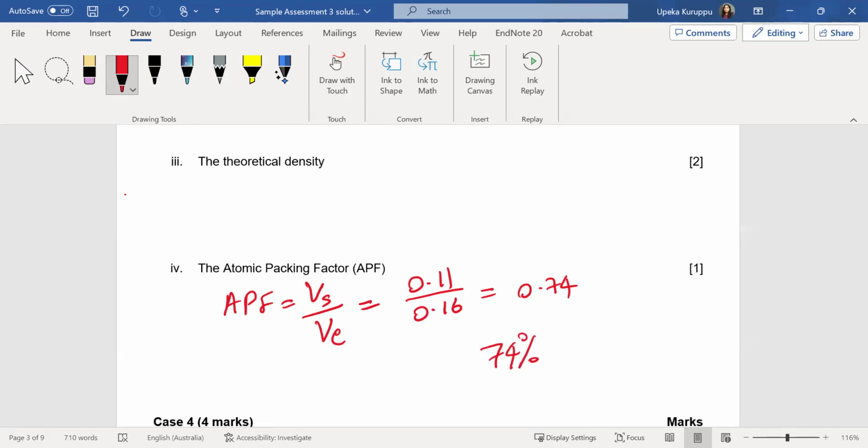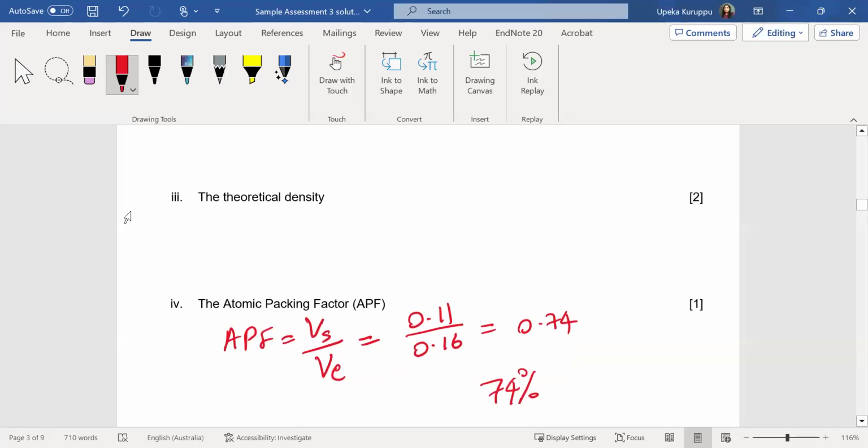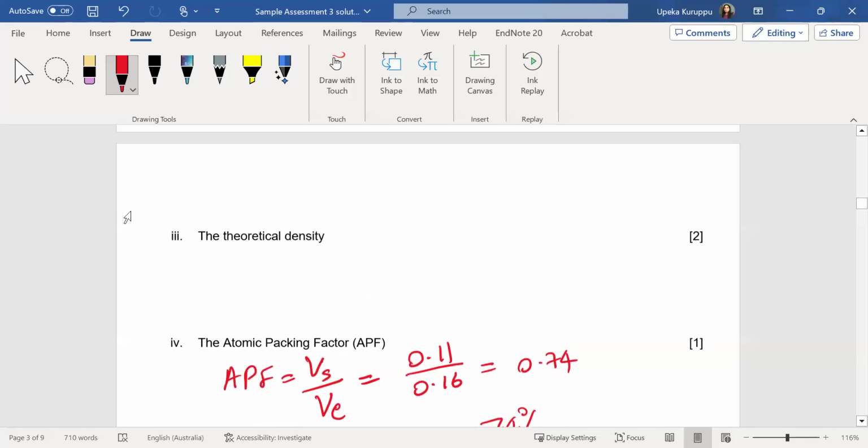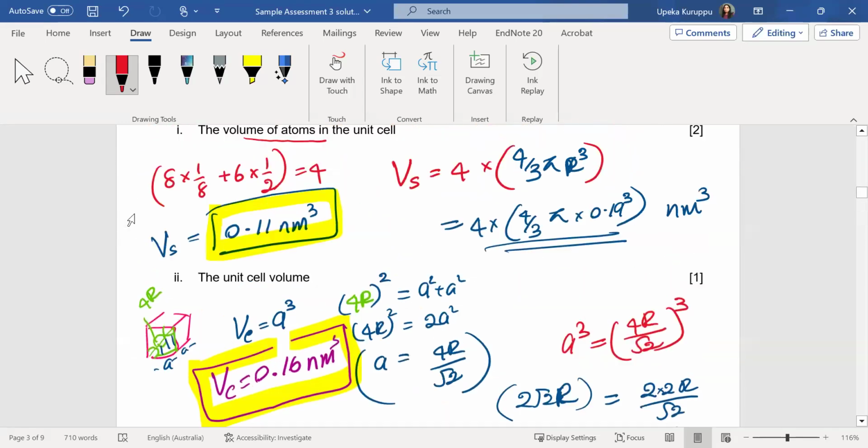68? Are these numbers right? If your numbers are right, you should get 0.74. Do we get 0.74 or not?